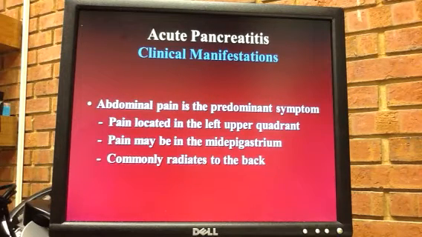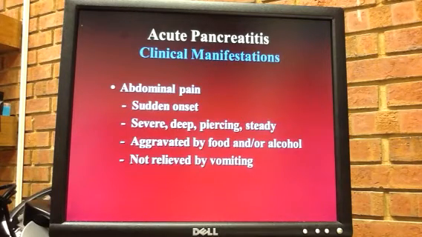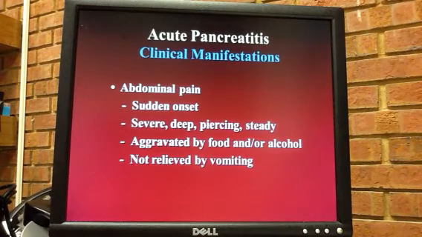The most predominant symptom of acute pancreatitis is abdominal pain. It tends to be in the left upper quadrant. It may be in the mid-epigastric area, but it commonly radiates to the back because of the retroperitoneal location of the pancreas. This pain is severe. It involves the upper abdomen. It's unrelenting. It radiates through to the back.